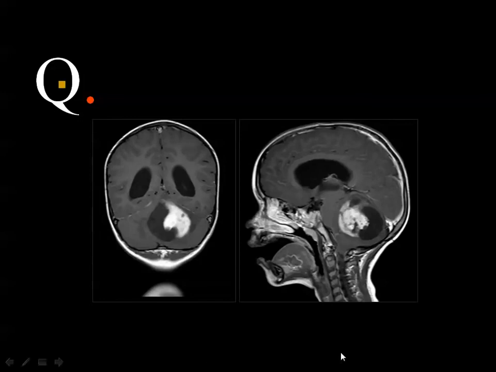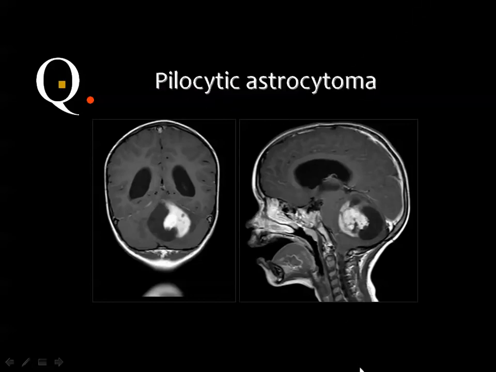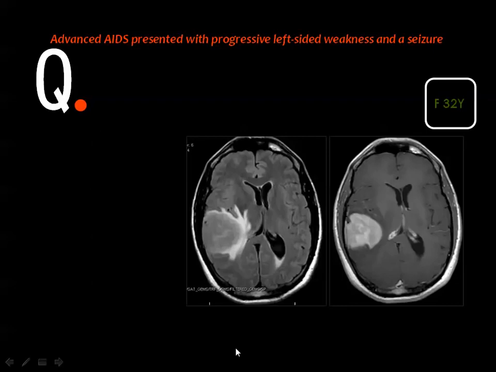MRI of the brain, T1 with contrast, sagittal and coronal. Pilocytic astrocytoma, typical lesion, cyst with an enhancing mural nodule in the posterior fossa. You know that this is a child looking from its.